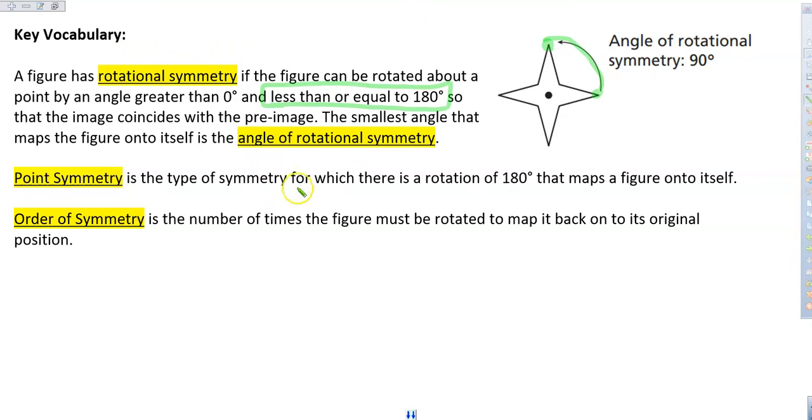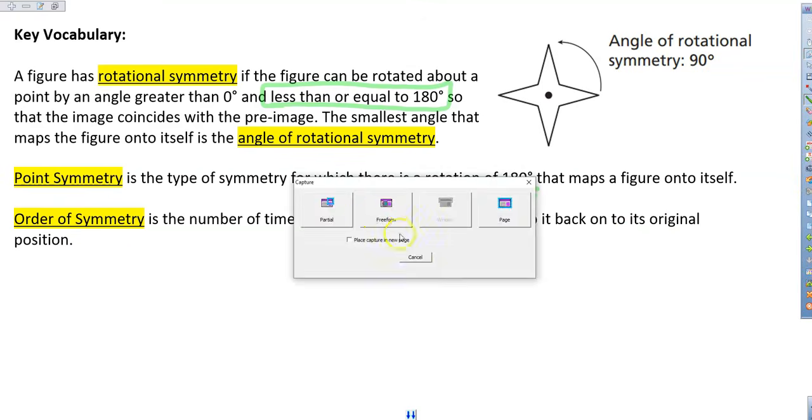Point symmetry is what this type of symmetry is called when you have a rotation of 180. So it only maps around twice. And the order of symmetry is the number of times that a figure can be rotated around.